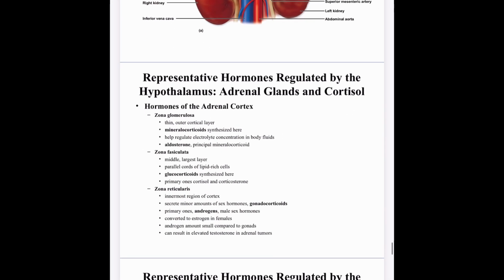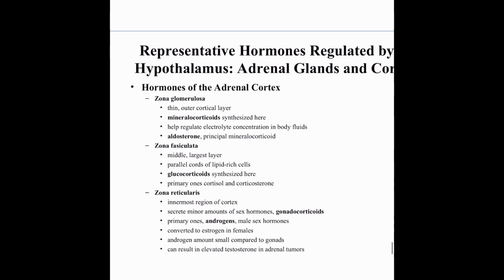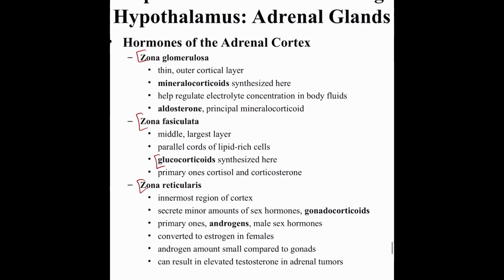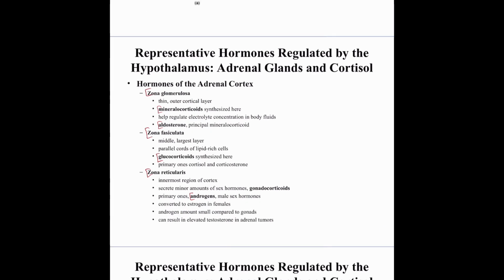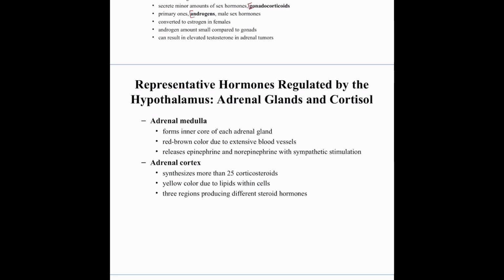Let's see, what do we need to know here? Hormones of the adrenal cortex. I would say know the zones, so zona glomerulosa, zona fasciculata, and zona reticularis, and know what it is that's synthesized there, right? So it's in bold. Anything in bold, pay attention, always. Again, this is just a brief overview of what you should focus on and what you need to study.